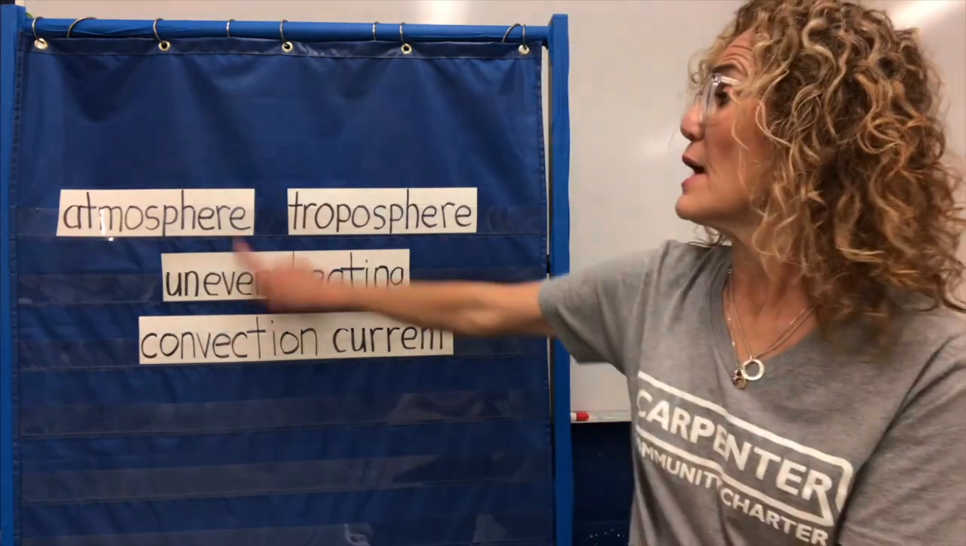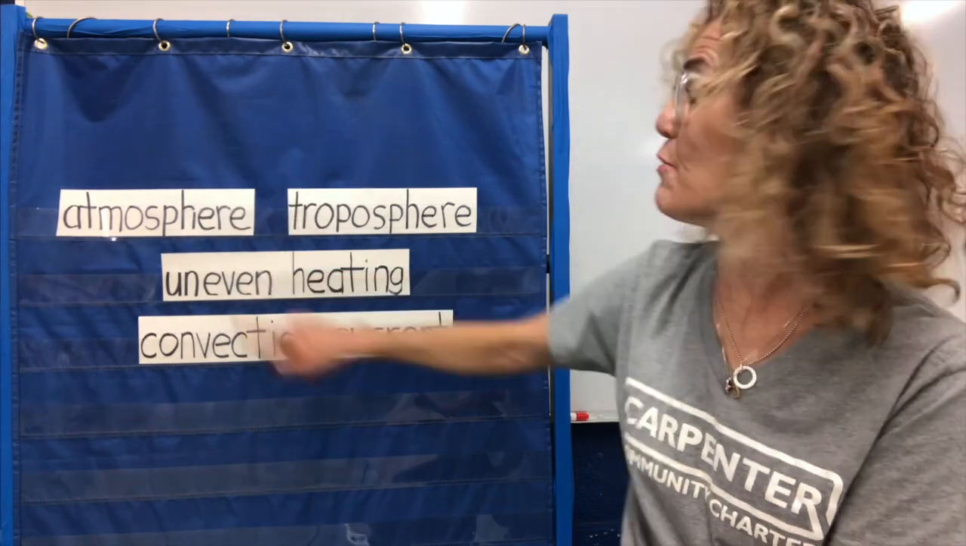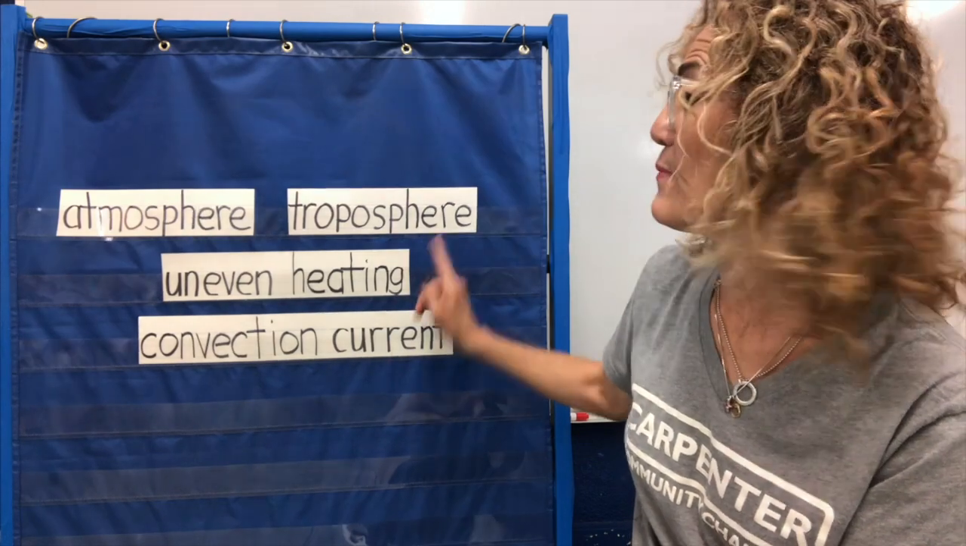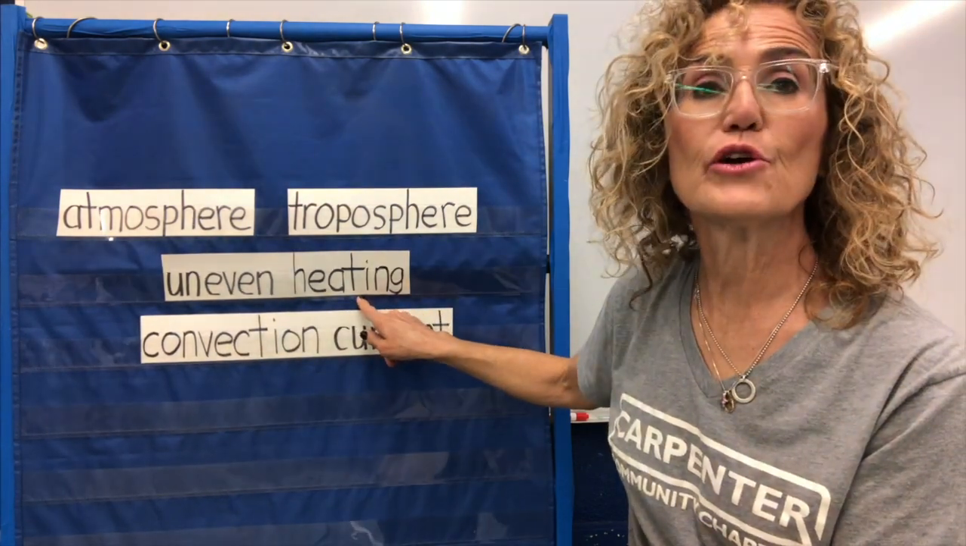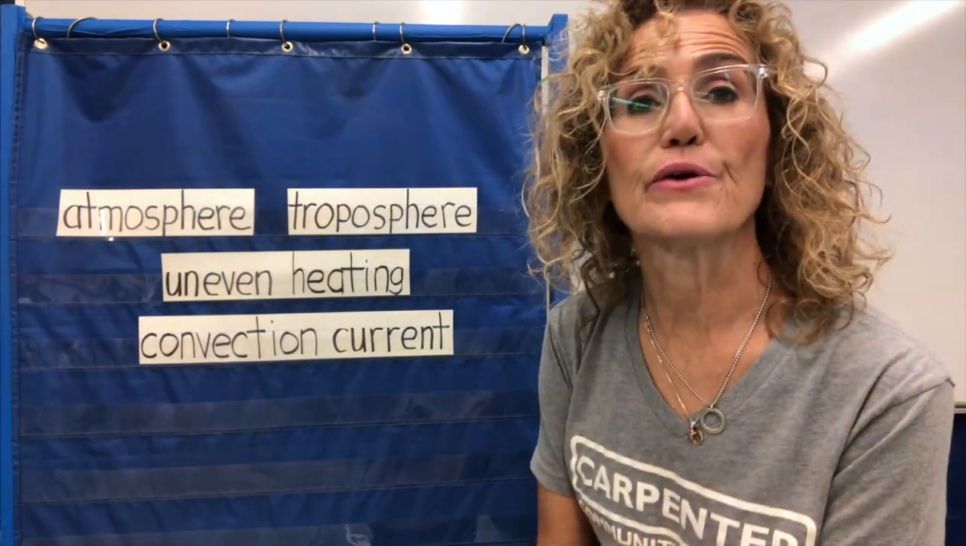So our atmosphere protects us and keeps us nice and cozy here on Earth. All weather happens in the troposphere. Uneven heating of the Earth creates wind, which are convection currents.